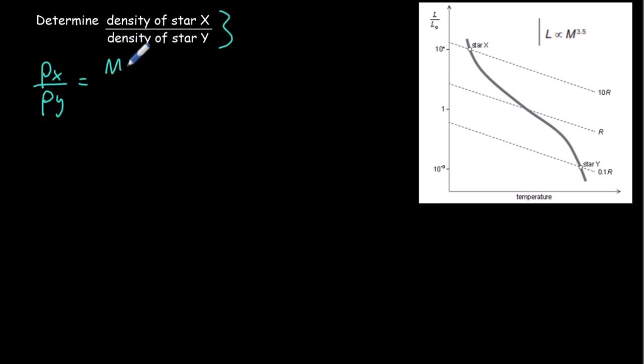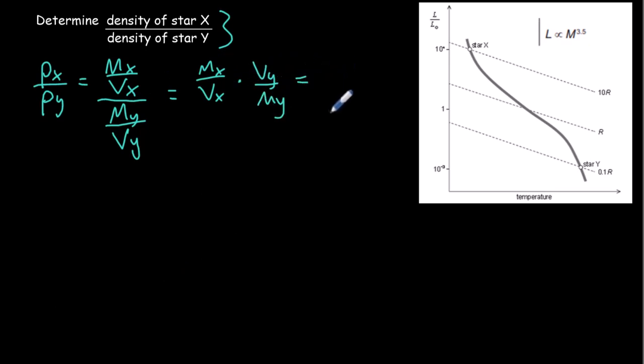So this would be the mass of star X over the volume of star X, all divided by the mass of star Y, divided by the volume of star Y. Now, to divide fractions, we invert and multiply. So we're going to get mx over vx times vy over my. And we'd probably write that in terms of the mass ratios and the volume ratios, as in mx over my times vy over vx.